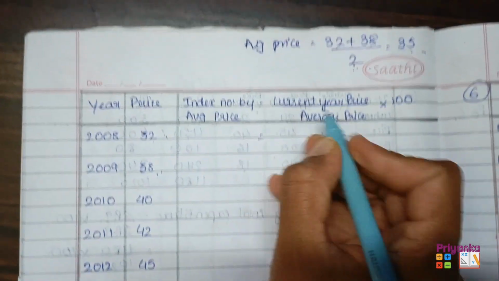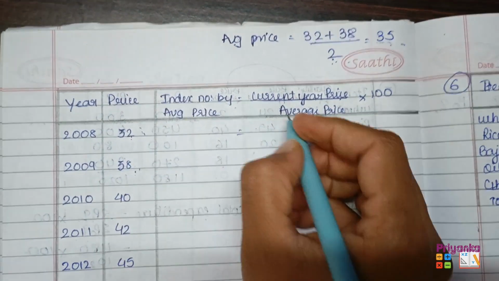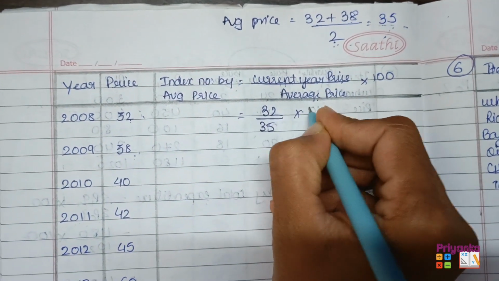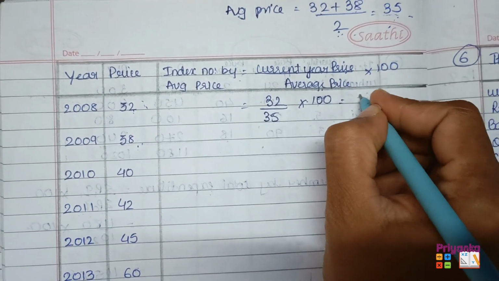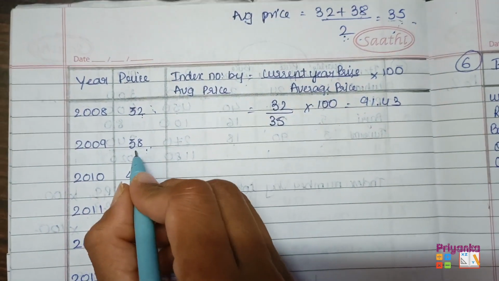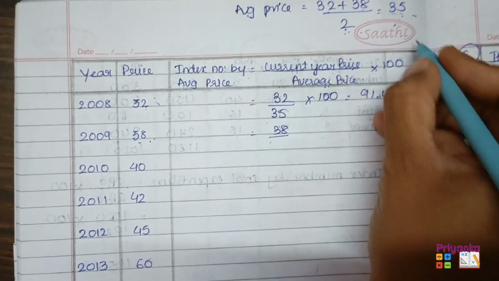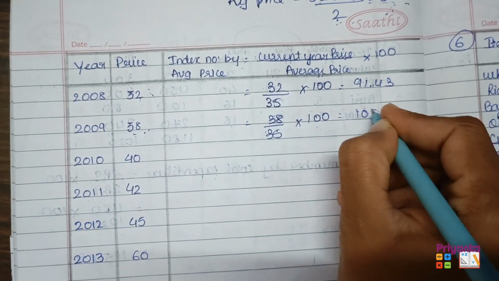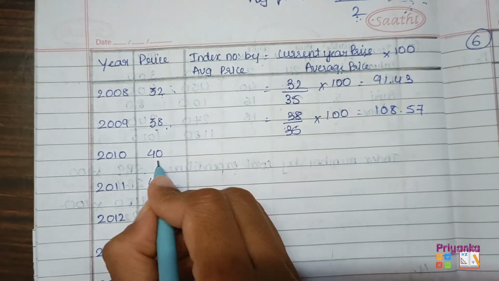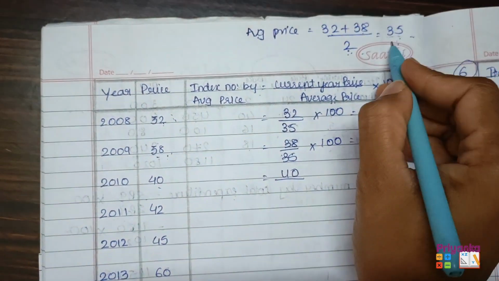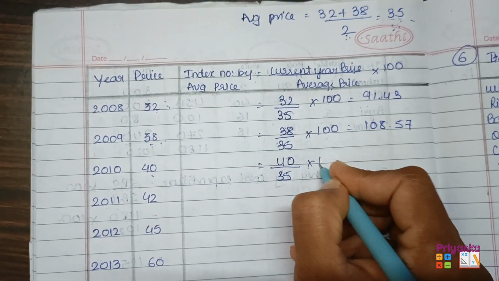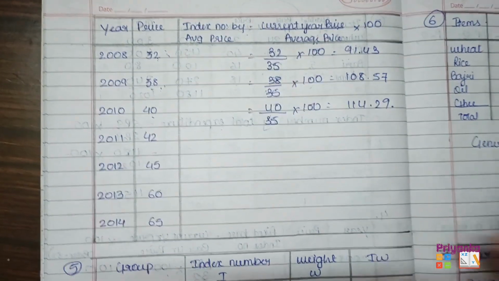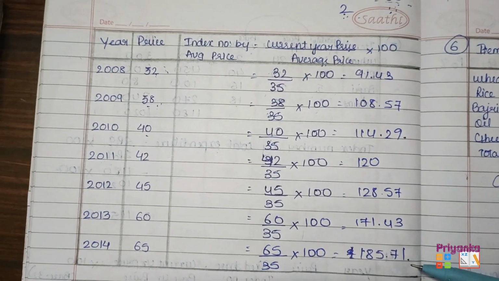So let's start. For the current year price, current year is 32 and average price, just now we found, that is 35, into 100. Here we get 91.43. Next, current year is 38 and average price 35 into 100, 108.57. Again take current year 40, average 35 into 100, 114.29. The remaining I will continue. I complete the calculation for the remaining years.